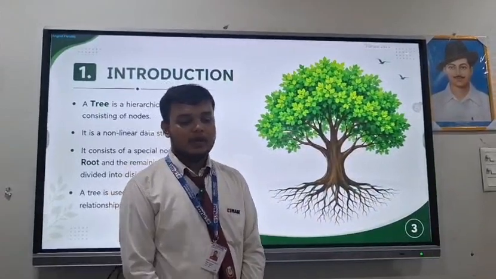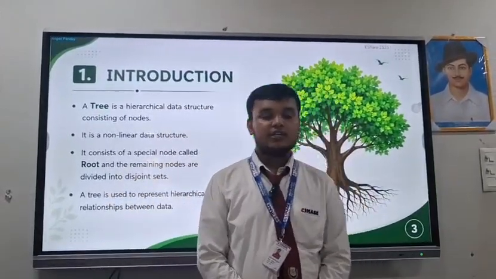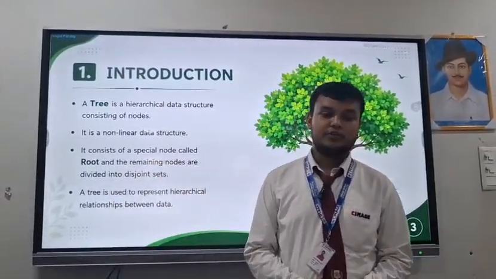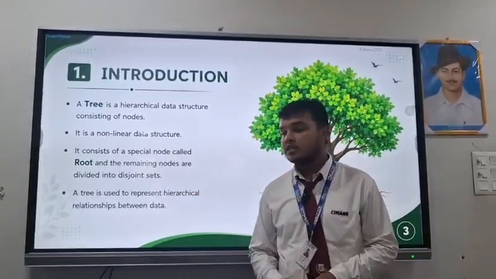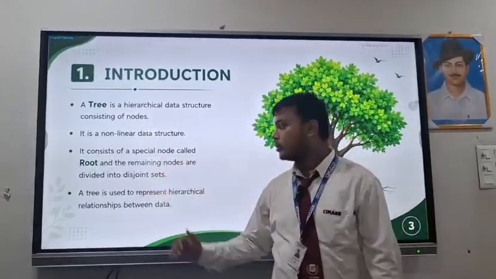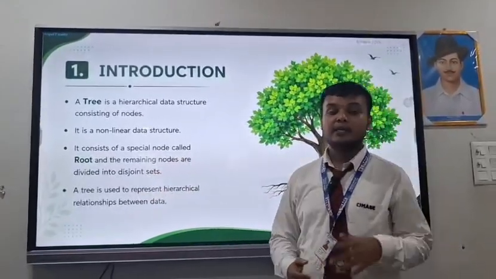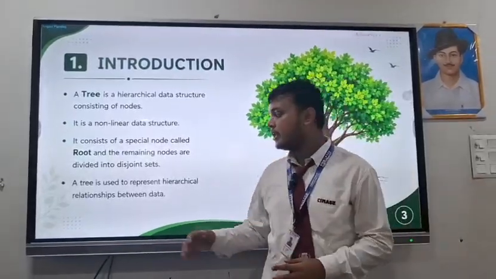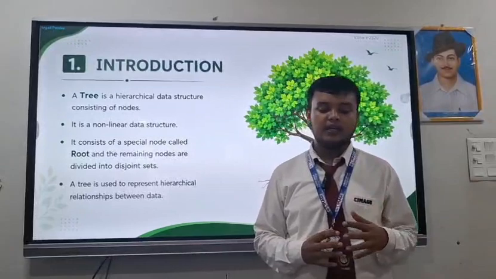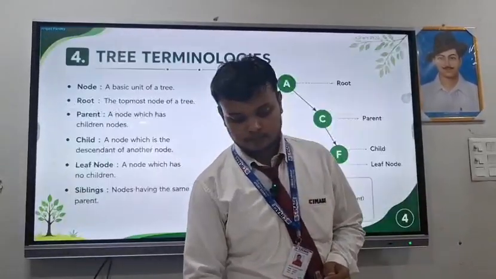What is a tree? A tree is a hierarchical data structure consisting of nodes. It is a non-linear data structure. It consists of a special node called the root, and the remaining nodes are divided into disjoint sets. A tree is used to represent hierarchical relationships between the data.